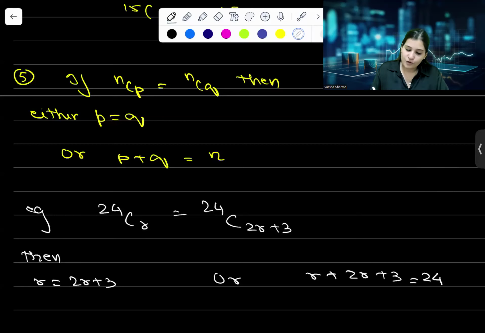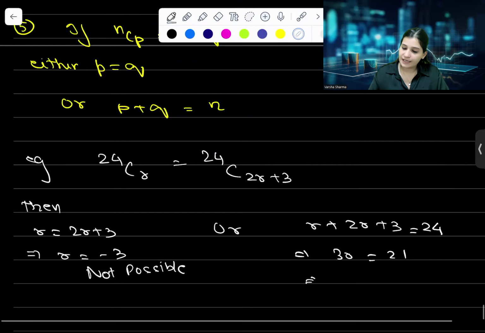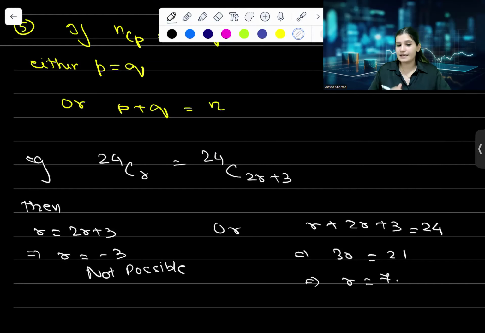From the first, I get r equal to minus 3. This is not possible, I cannot have negative numbers here. From the second, 3r equals 21, then r will be 7. This is allowed. Clear? Sometimes both of them may give you an answer, sometimes only one of them will. Any doubt till here?